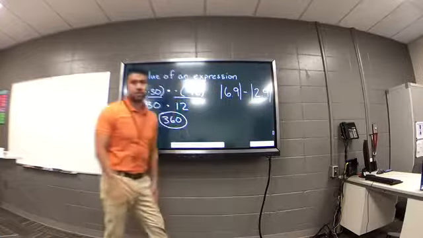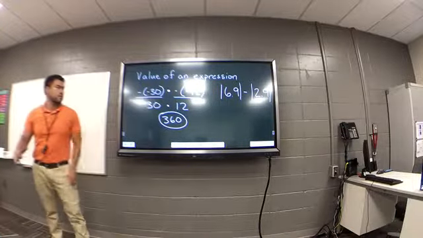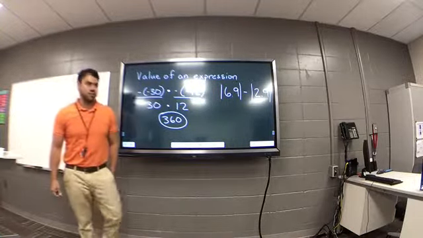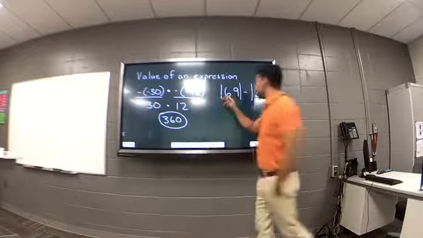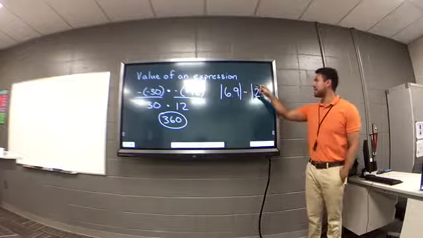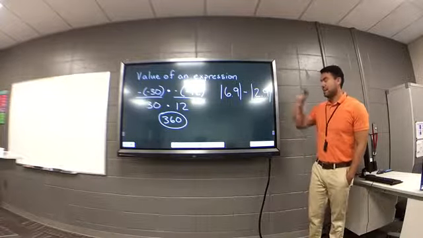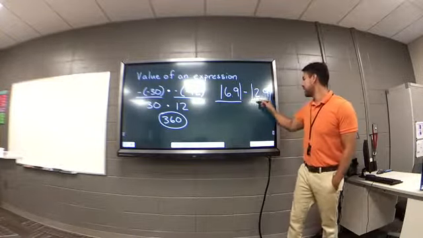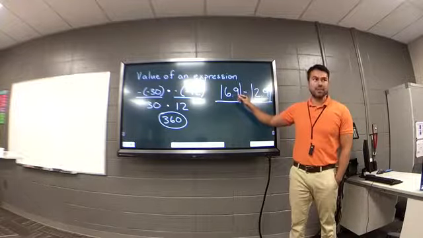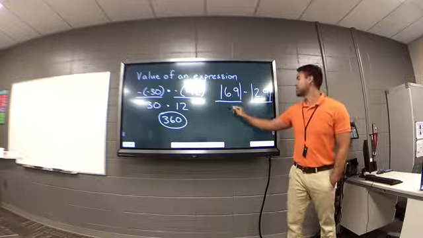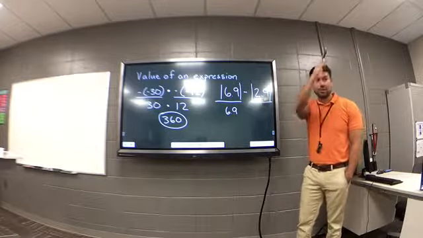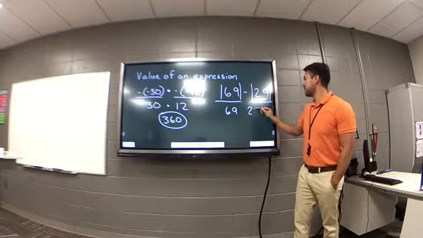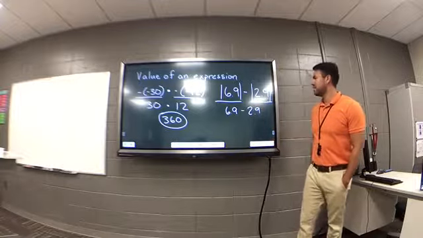Someone read to me this problem right here. Yes, Sarah. The absolute value of 6.9 minus the absolute value of 2.9. Absolute value of 6.9 minus the absolute value of 2.9. Okay, so I know it's this minus that. What is the absolute value of 6.9? 6.9. What's the absolute value of 2.9? 2.9. Wow, 2.9. Minus. What do I get?